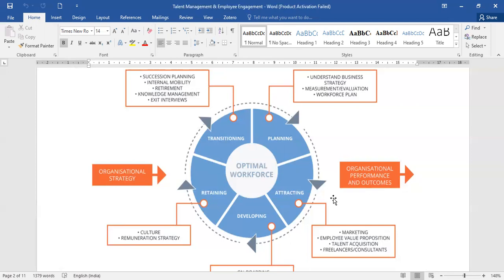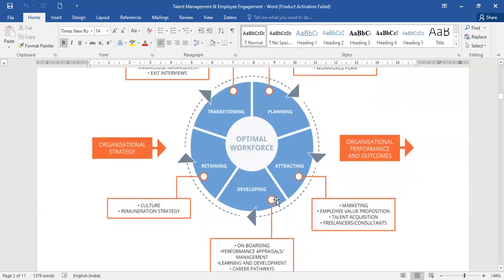Then developing the talent. In order to develop the talent, when the employee is onboarded, his appraisals, management, learning and development, and career path are drawn. If you want to develop your employee and preserve your talent, it is very important that you keep a tab on them with the help of some strategies which will help them understand that this organization is working towards their growth. And not only that, it will help them to develop also.